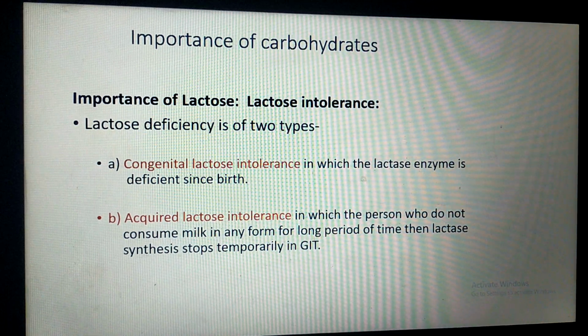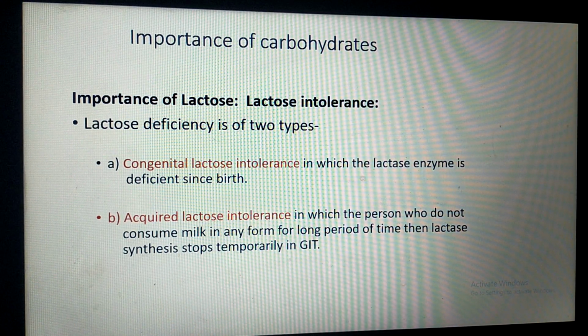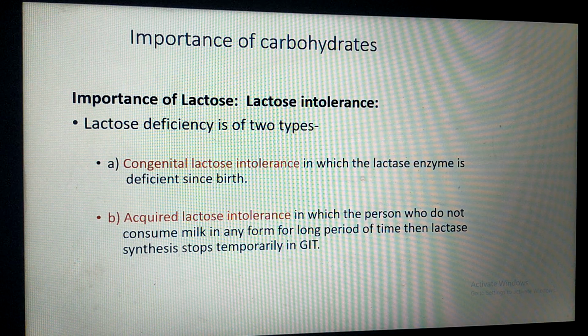In acquired lactose intolerance, if a person does not consume milk for a long period of time in any form, then the synthesis of enzyme lactase in the intestinal epithelial cell stops. And if such a person suddenly takes lactose in milk or in any form, then due to temporary deficiency of enzyme lactase, this lactose is not digested and the patient will have symptoms of lactose intolerance.